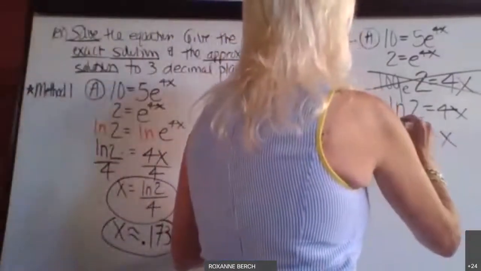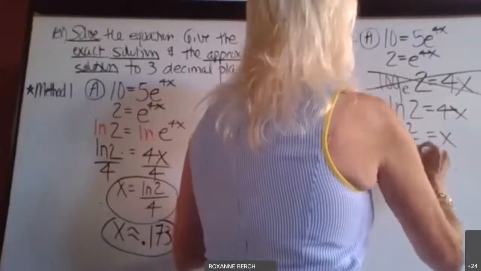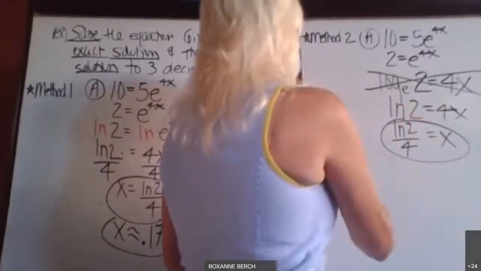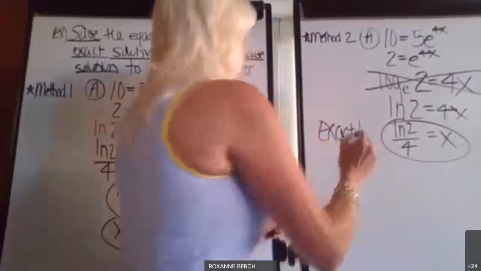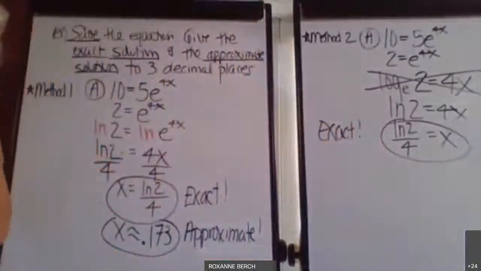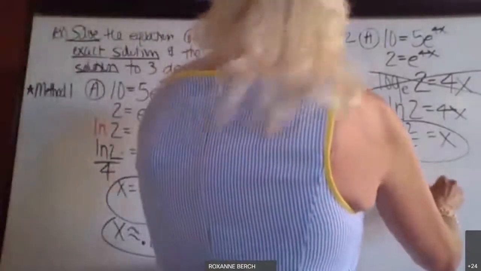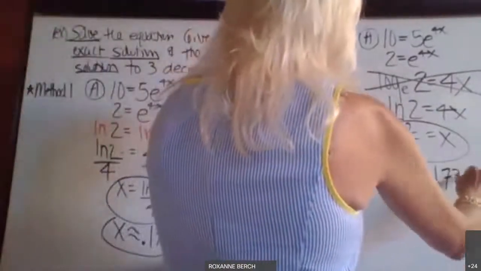So the exact answer is natural log of 2 divided by 4, which is what we had over here on the left. And then we would put it in the calculator for an approximation, which is going to turn out to be 0.173.